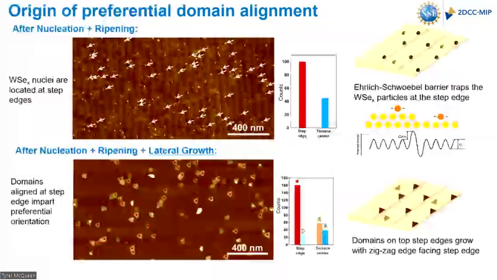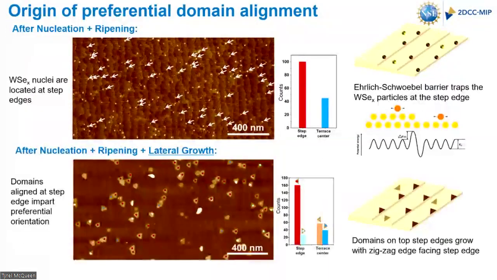So we wanted to study this in more detail, and we can do this using this three-step process because we can stop right after nucleation or after a short time of lateral growth, and we can look at where the nucleation is occurring. And it turns out that the tungsten diselenide nuclei are indeed, most of them, forming at the step edges, as shown here.